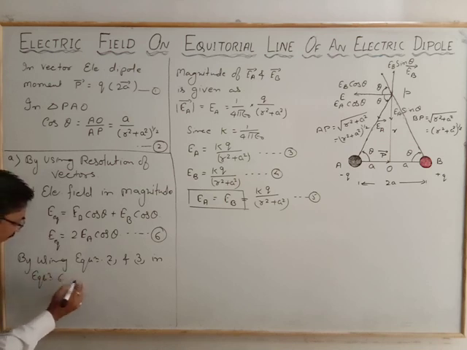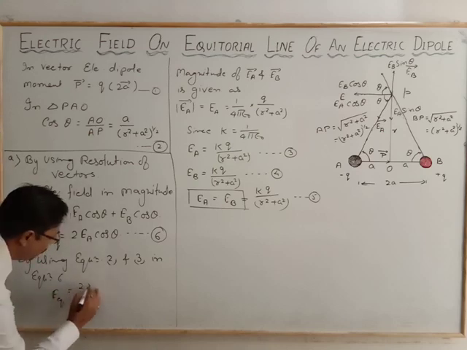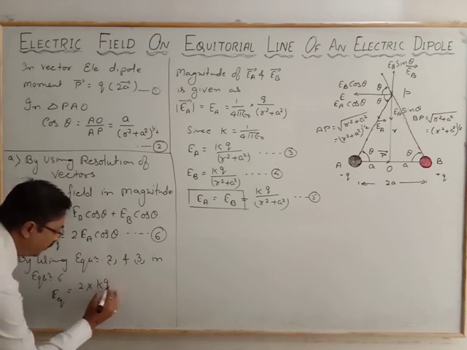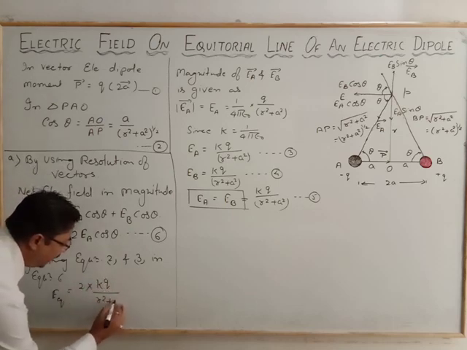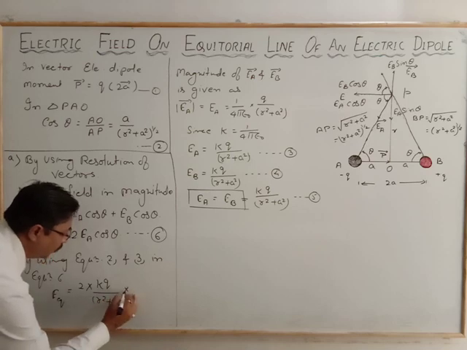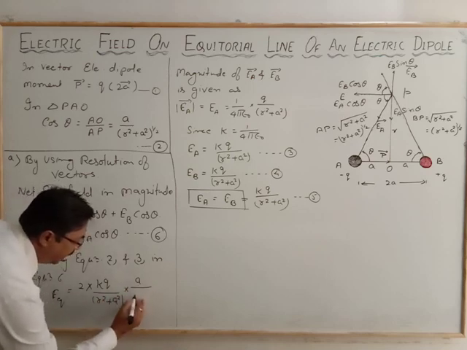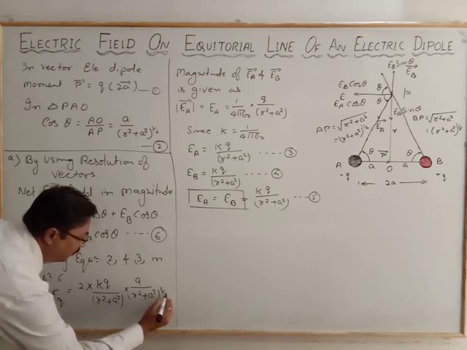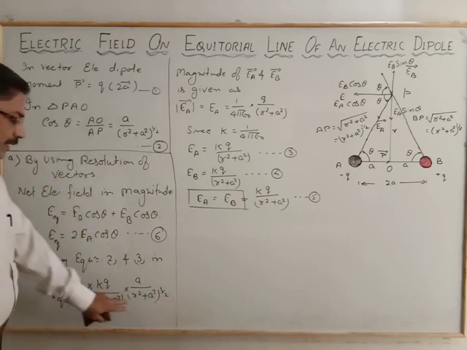Equation 6. Now we have that the electric field E at the equatorial point is equal to 2 into, in place of this we will write KQ by (R square plus A square) into A by, again here, (R square plus A square) to the power half. That is the square root of this relation.